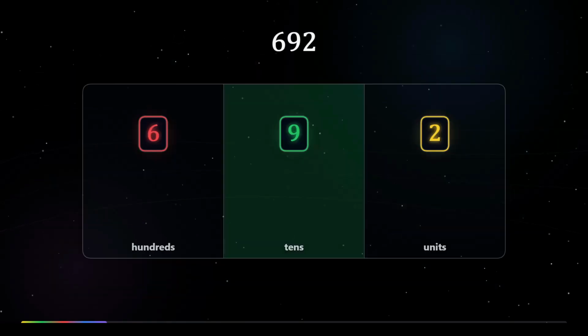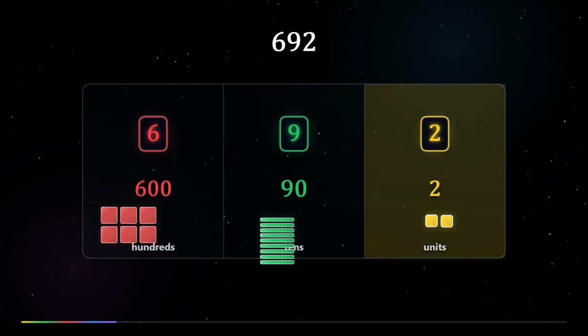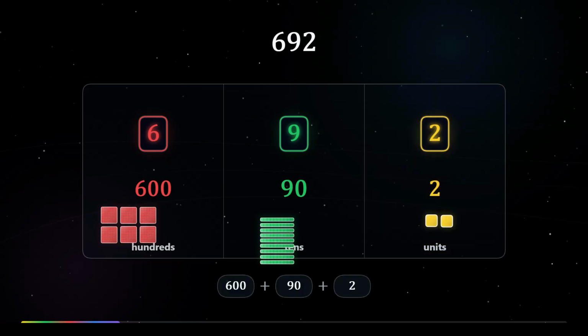Now, a quick check. In 692, what is the value of the 9? Give it a moment. The 9 is in the tens place, so it is worth 90. Not 9. 90. What is the value of the 6? The 6 is in the hundreds place, so it is worth 600. What is the value of the 2? The 2 is in the units place, so it is worth 2. So 692 is 600 plus 90 plus 2.